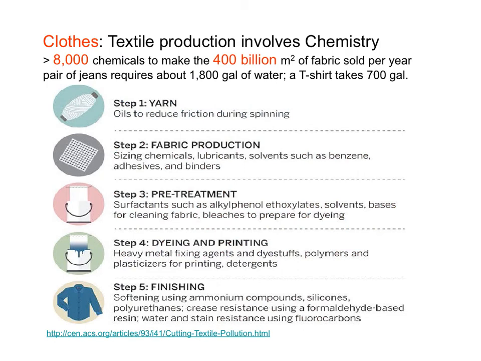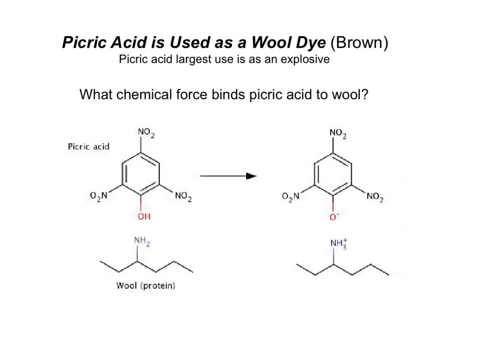Textile production involves a lot of chemistry. Over 8,000 chemicals are used to make 400 billion square meters of fabric each year. 1,800 gallons of water is required to make one pair of blue jeans. Another dye is picric acid, although its primary use is as an explosive.